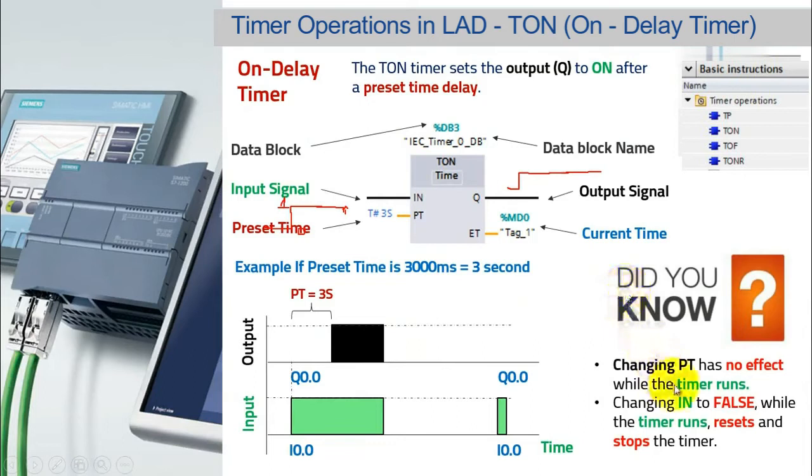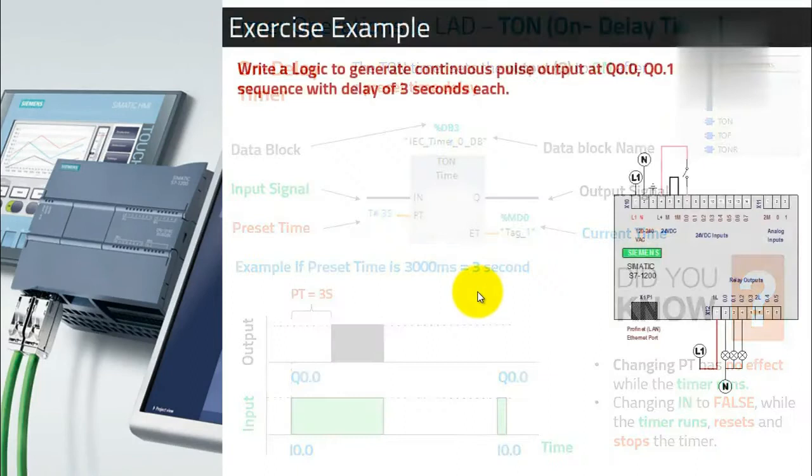So did you know, in fact, changing PT has no effect while the timer runs? If the timer is running and you change the PT, it will not affect the operation. Changing the input to false while the timer runs resets and stops the timer, as we saw here. If you start the input here, the timer starts running. If you turn off the input, the timer will reset and it will stop. Okay, so let's proceed with some example.